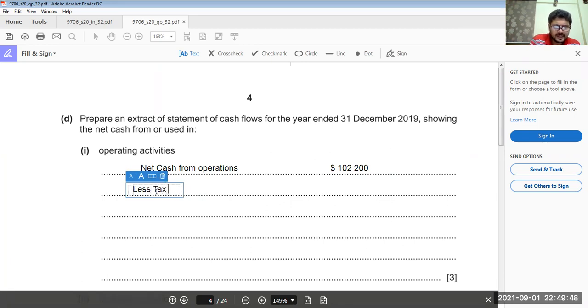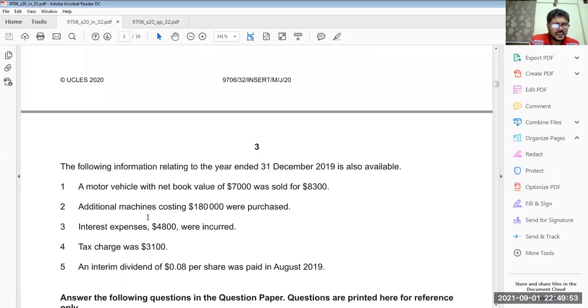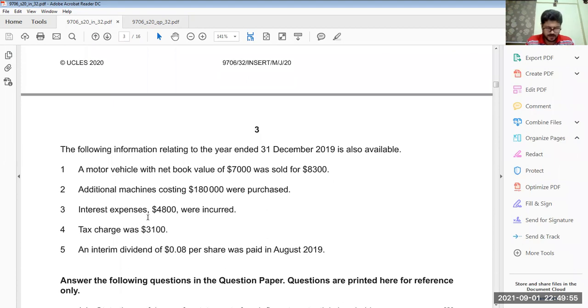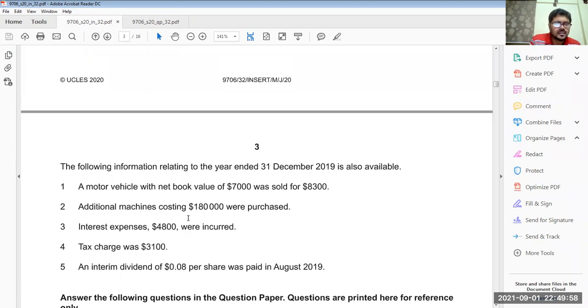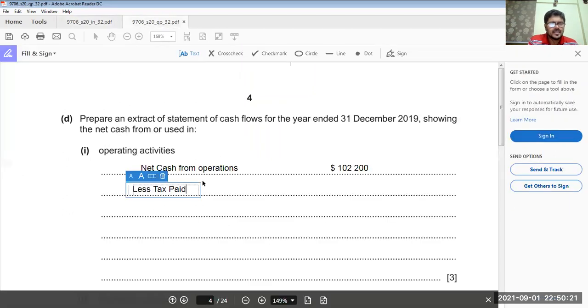Tax paid. Now, students, the tax paid is like now. Tax charge was 3,100. Okay. Now, accrued tax payable as in start of the year. Yeah, that is going to be 5,200 plus 3,100 minus 3,100. So answer will be 5,200. Tax we have to pay, or we have paid 5,000.